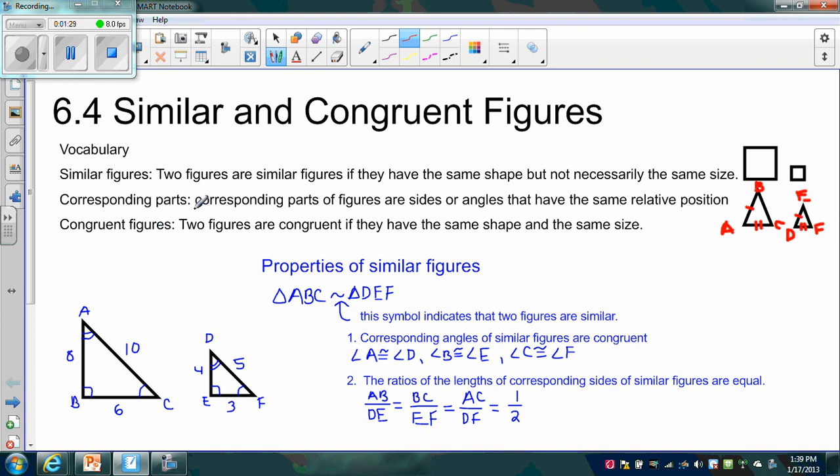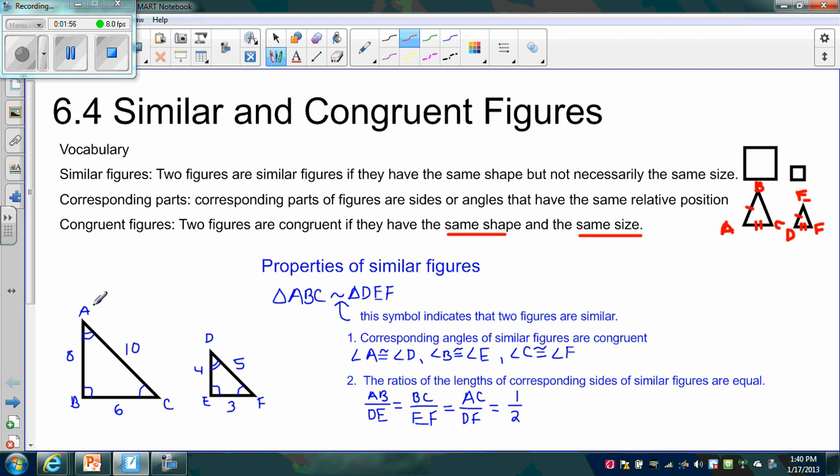And congruent figures: two figures are congruent if they have the same shape and size. So they can't just be similar, they have to be exactly the same shape and size. So let's go over some properties of similar figures. When we name similar triangles or shapes, we list the letters of their corresponding vertices or angles in the same order as they are in the diagram.